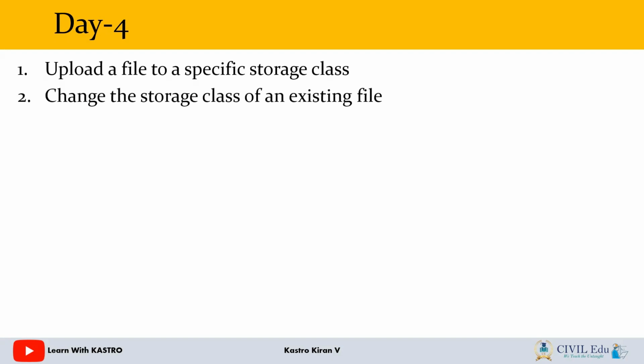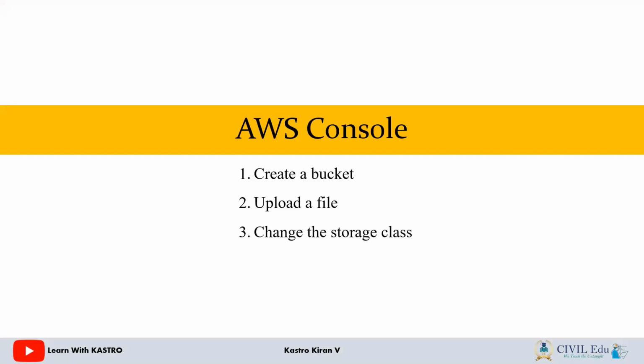in an S3 bucket. Now, to do these two tasks, we need to go to the AWS console, and in the AWS console, I'll be first creating a bucket, and inside that bucket, I will upload a file to a specific storage class, and after that, I'll be showing you how to change the storage class of an existing file. So let us quickly move to the AWS console and perform these activities.